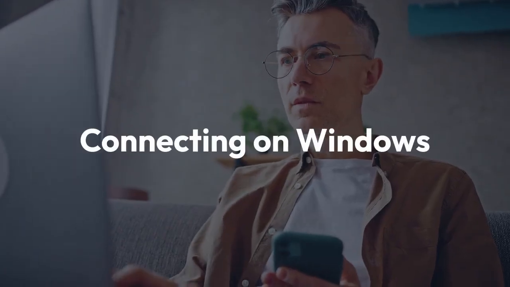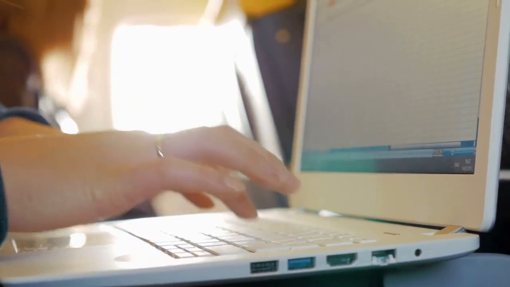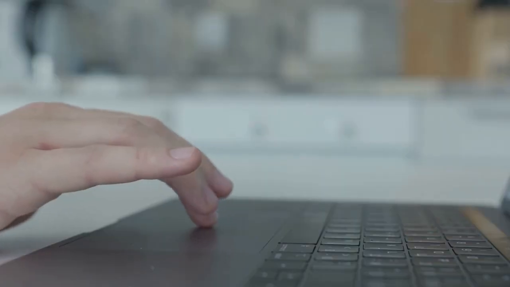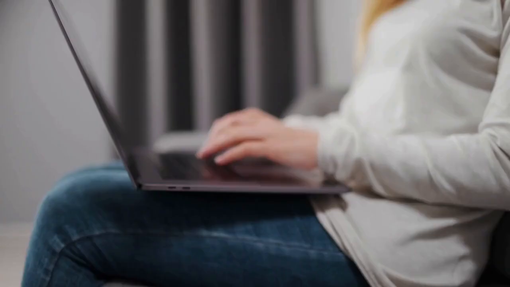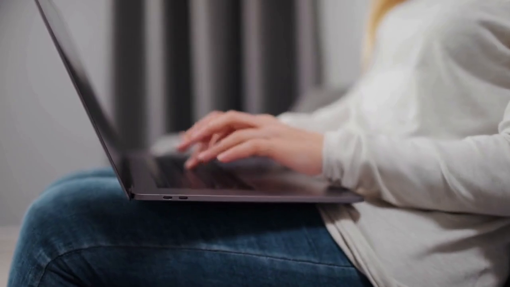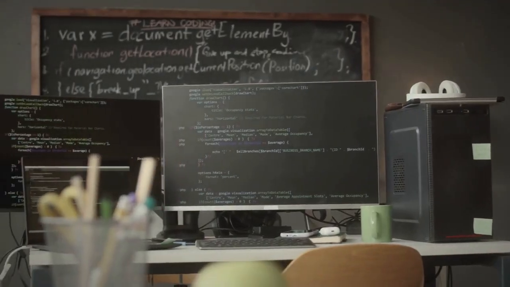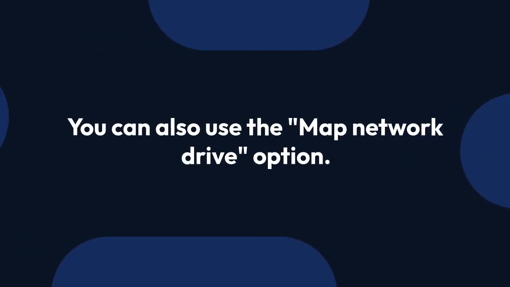2. Connecting on Windows. On a Windows computer, open File Explorer, usually by clicking the folder icon on your taskbar. In the address bar at the top, type the network path, e.g. \\server name\shared folder name, and press Enter. If the drive is password protected, you'll be prompted to enter the username and password. After successful authentication, the network drive will appear in File Explorer, and you can access its contents like any other drive.